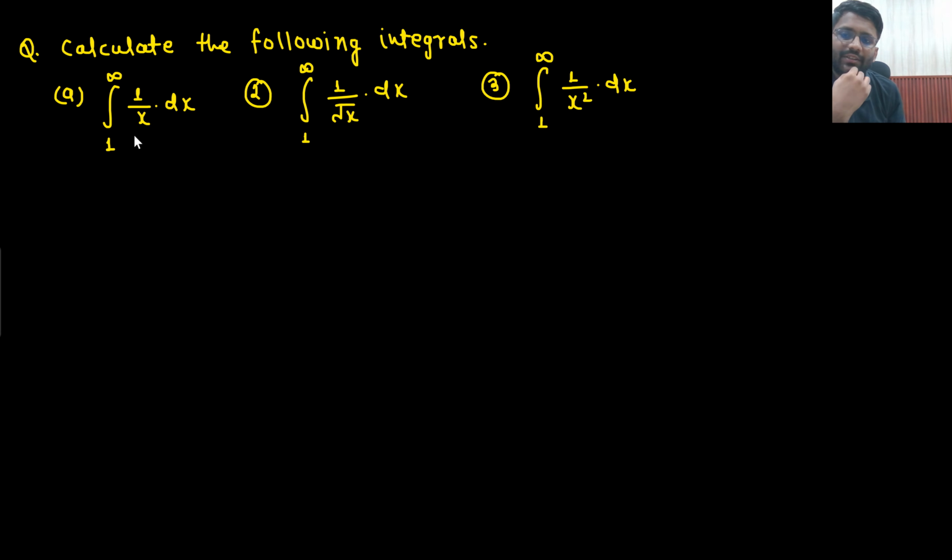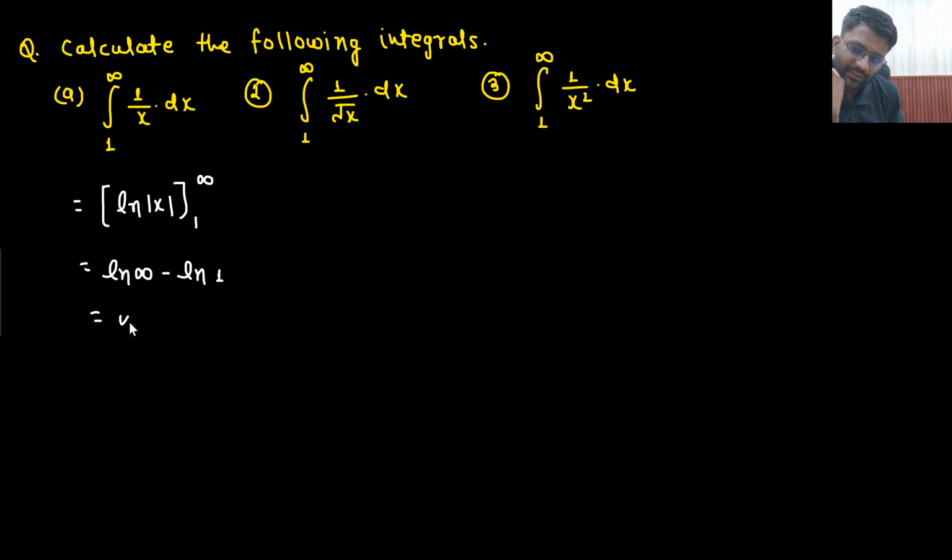So let's solve this integration. What will be the integration of 1 by x? Sir, that would be nothing but ln mod of x. What I need to do, I need to put the limit from 1 to infinity. Sir, it would become ln infinity minus ln 1, that is 0. Ln infinity is nothing but infinity only. So what is the answer? Sir, it is not converging, it is diverging.